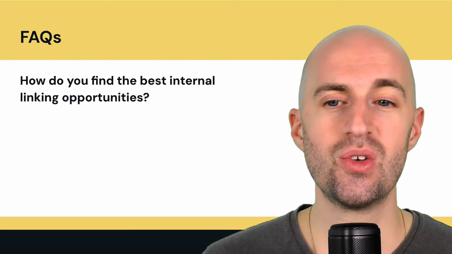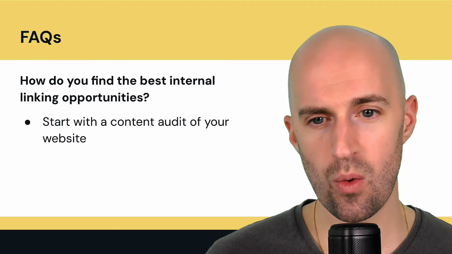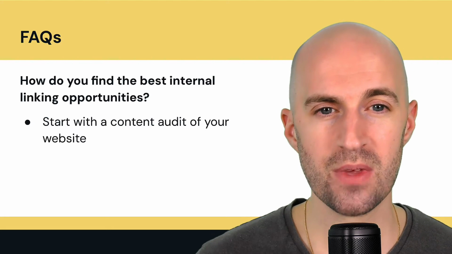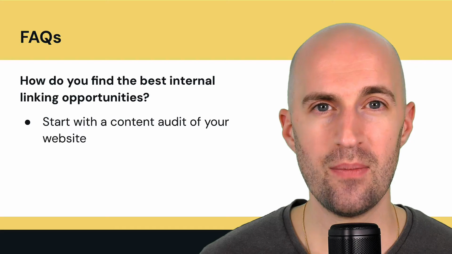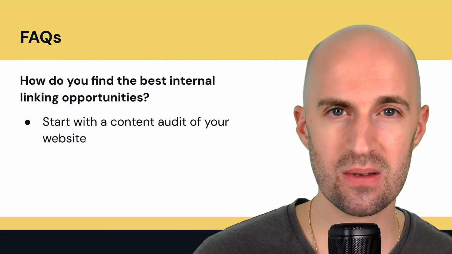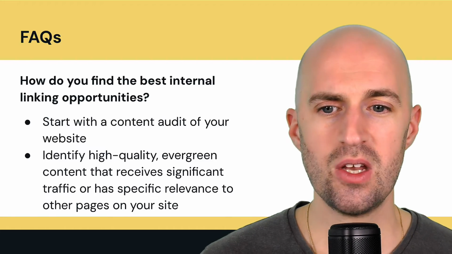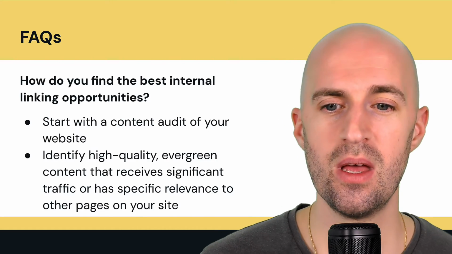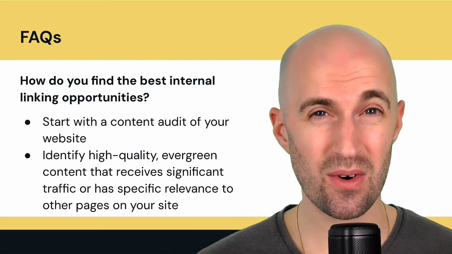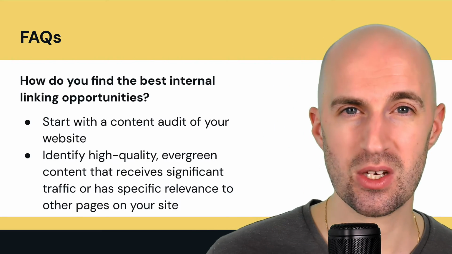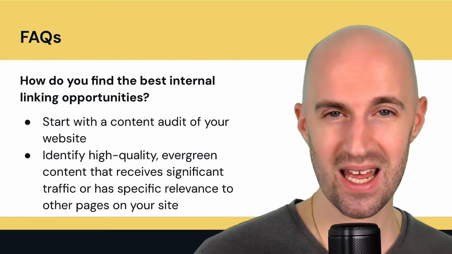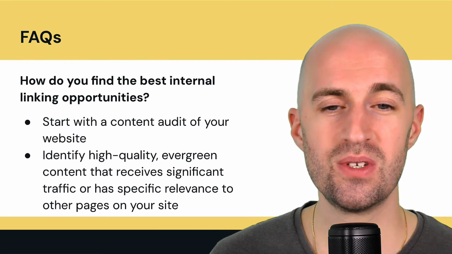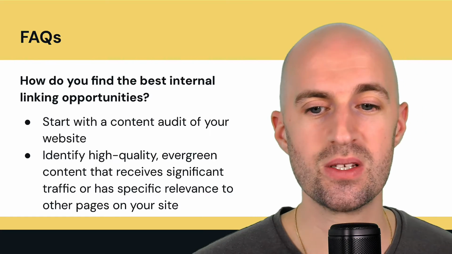How do you find the best internal linking opportunities? Great question. Start with a content audit of your website, inspecting basically all the content on your site, all the pages available. Like I said previously, you can go to your sitemap, put it in a spreadsheet, and then you can get a high-level view of all the pages available. And you want to go through and identify high-quality, evergreen content, the content that doesn't grow stale over time. So news content generally isn't evergreen content. Evergreen content is more like topics that you can talk about in a year, 5 years, 10 years, even 20 years from now, and they're still relevant. And you want to find these pages that receive significant traffic or have specific relevance to other pages on your site.